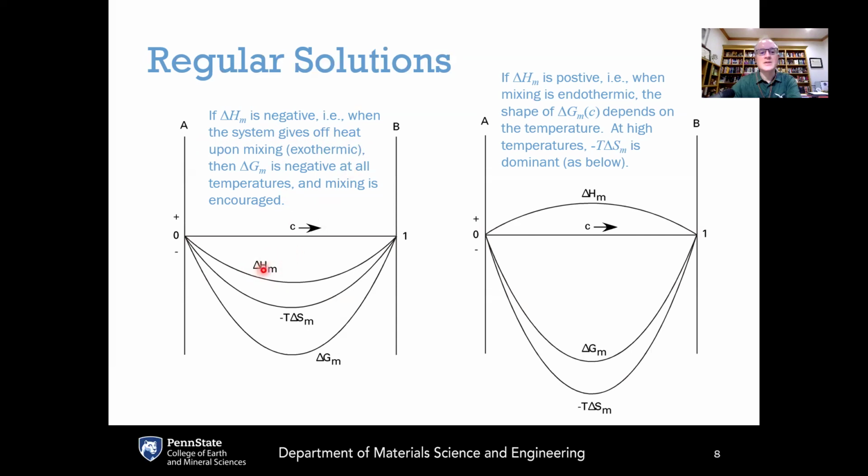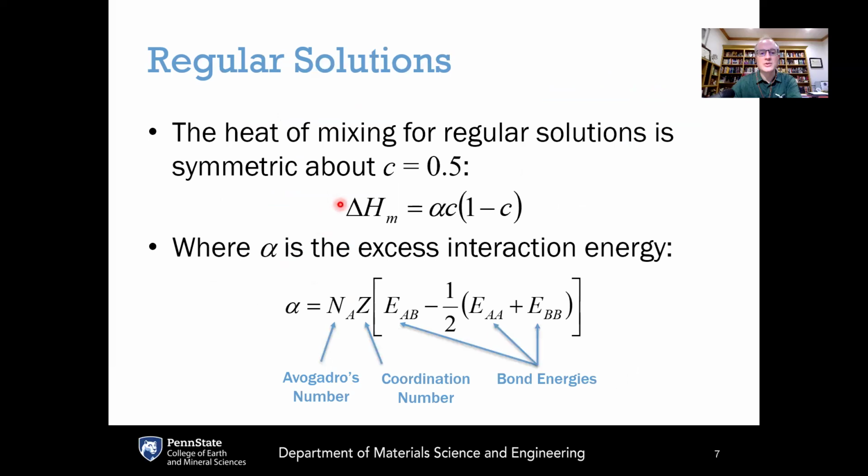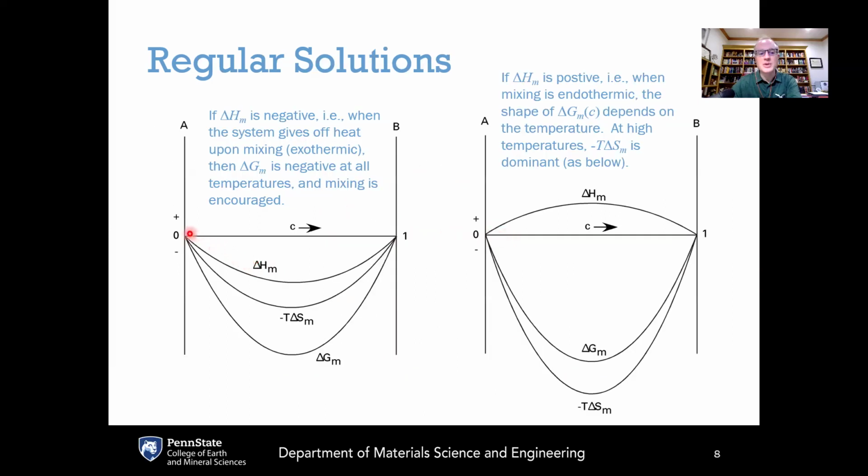That means that the delta H sub m is negative, and it is going to be symmetric about this C equals 1/2, according to the formula here on the previous slide. So the shape of that curve corresponds to C times 1 minus C. And if you plot that, it has the shape here shown by delta H sub m. Now, the next part here is the entropy of mixing.